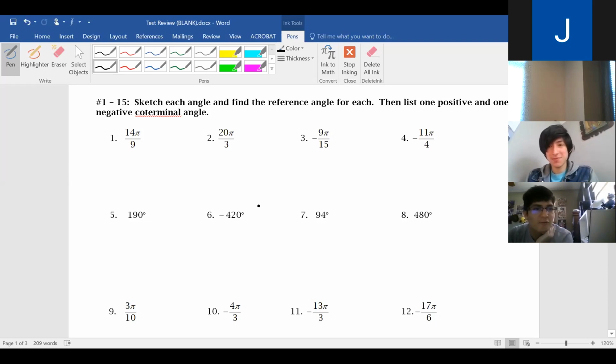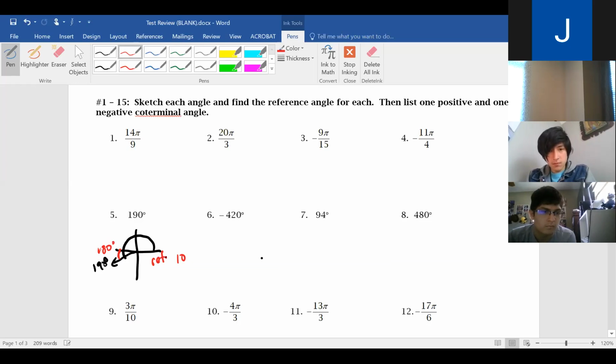Okay. Yeah, reference angle, it goes to the x-axis. So anything between 1 and 15 here, after you figure out what quadrant it is in. This one's an easy one, number 5 here. So 190, you're going in this direction. Here's 180, so you're over here to give you your angle of 190. Your reference angle then refers to getting back to that x-axis. So if this is at 180, your reference angle equals 10 degrees.